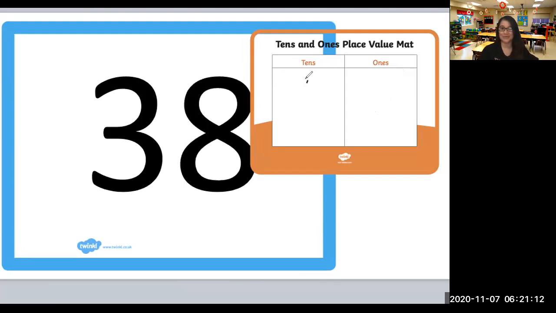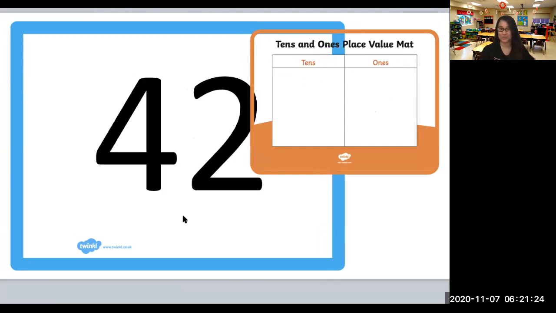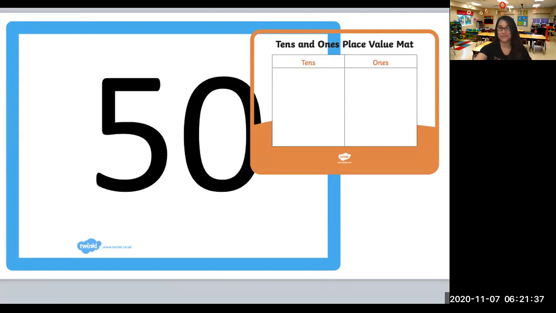38. 3 groups of 10s and 8 ones. Put them together, we get the number 38. 42. 4 groups of 10s and 2 ones. Put them together, we get the number 42. 50. 5 groups of 10s and 0 ones. Put them together, we get the number 50.